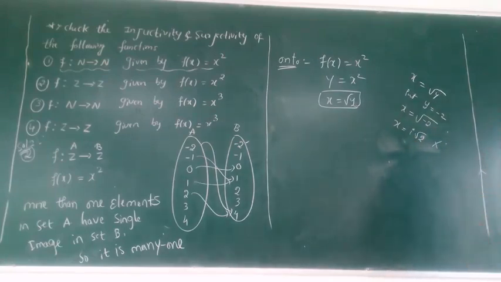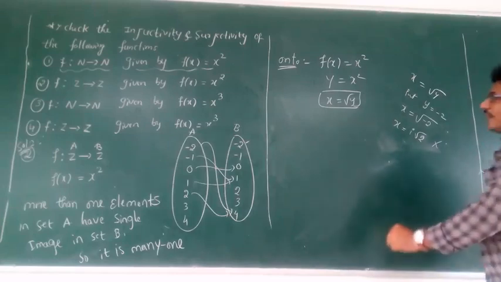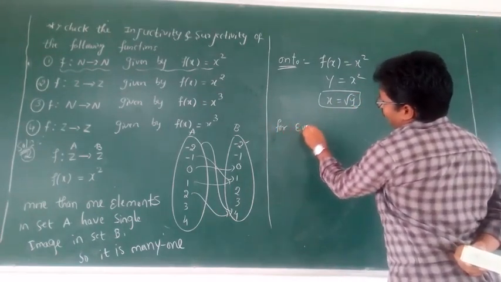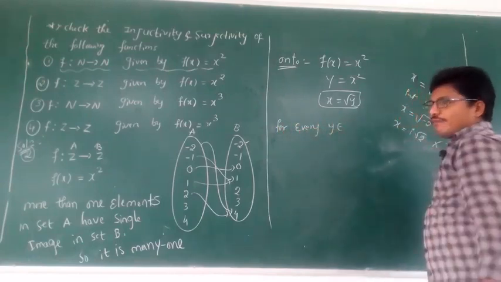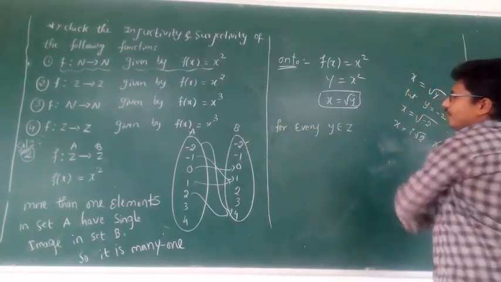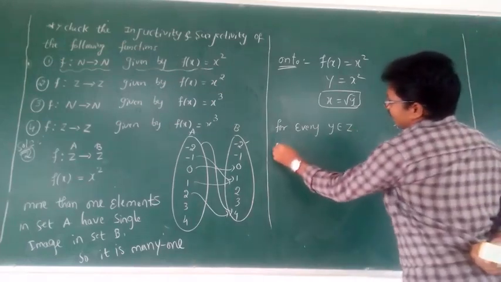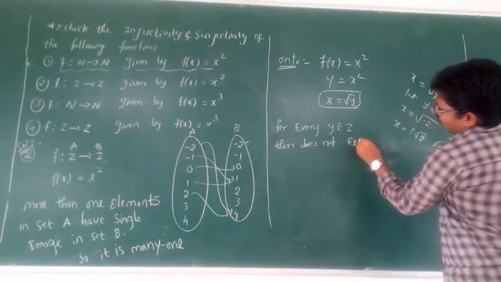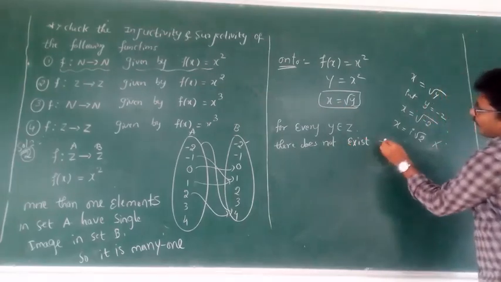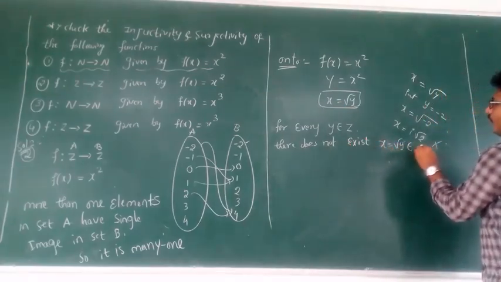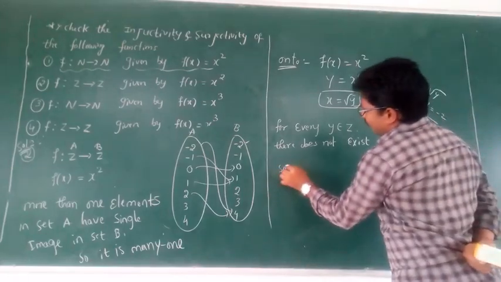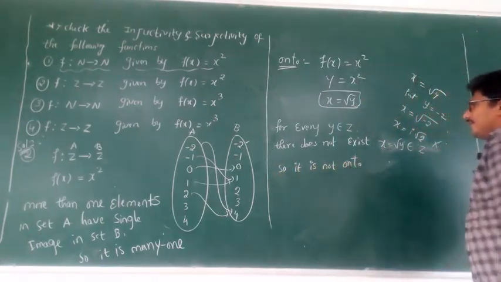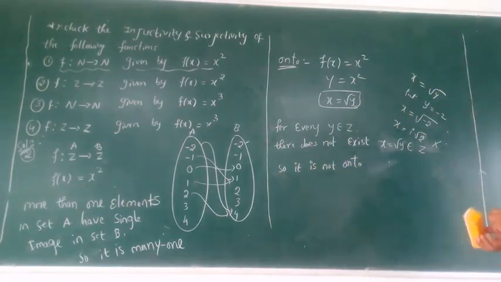A complex number does not belong to the set Z. It means integers. That's why we will write the reason: for every y belongs to the set B, which is Z, there doesn't exist x is equal to root y belongs to Z. So it is not onto. That's why it is not an onto function.